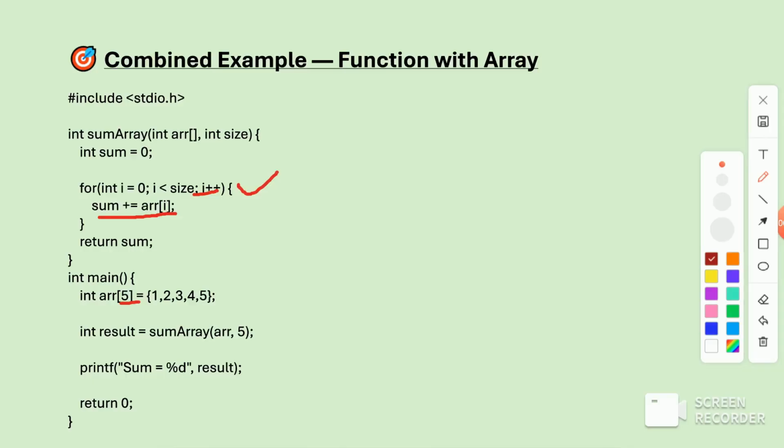Sum equals sum plus array at index i, the value we have sent. Here is our array and its size, so each element is added to the sum, and finally the function returns the total sum of the array. We have coded an integer array of 5 elements, 1 2 3 4 5, and the result will be printed. After all the digits are added, the sum comes into the result variable, and finally this will be printed. So this is the combined example of function and array.